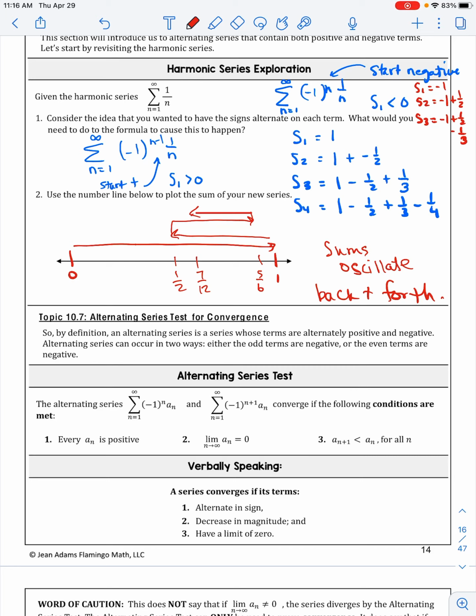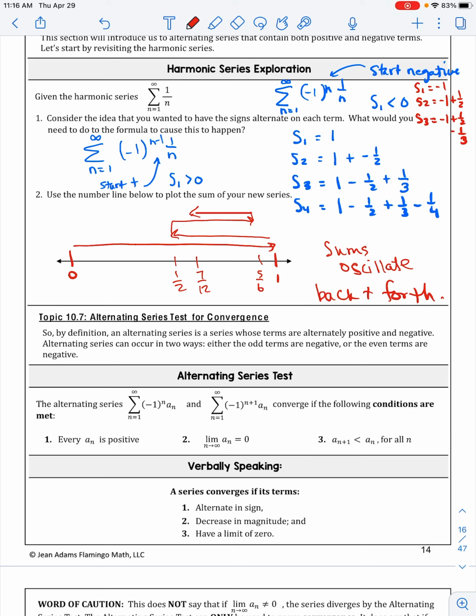And so you can see that for this one, we know that our harmonic series on its own does not converge, okay? But look at this. By definition, an alternating series is a series whose terms are alternately positive and negative.